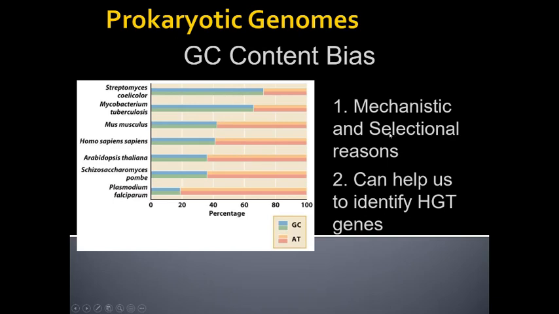So I'm going to tell you one example of where there might be a selectional reason for why we might have more G's and C's. And it comes down to the molecular characteristics of a GC pair versus an AT pair. If you think back, maybe you don't remember this, and that's fine. But if you do, a GC pair is different than an AT pair.